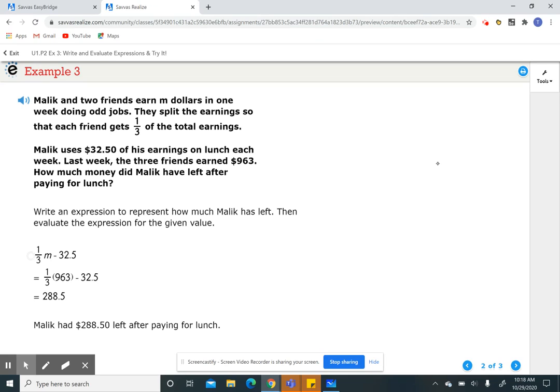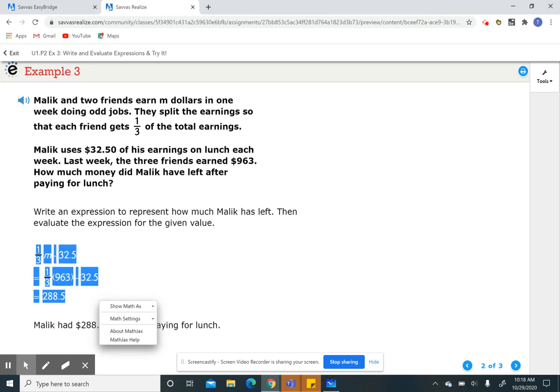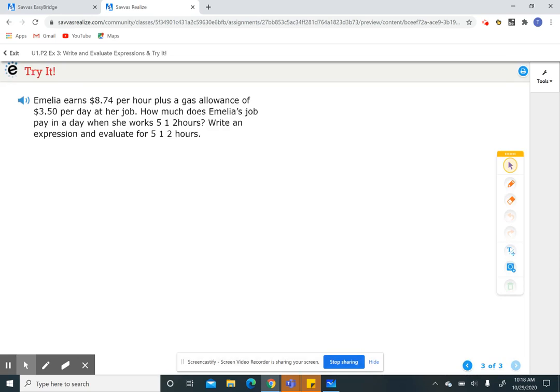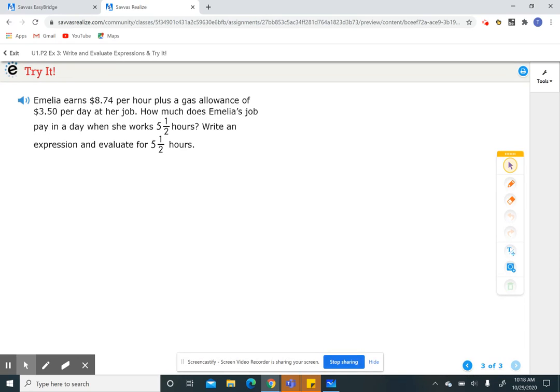So 1/3, so here's all the work that goes with it. So 1/3 times M, which then gets replaced with this 963. So if you multiply those together and then subtract how much he's already spent on lunch, he has left $288.50. So then you can write a sentence to explain that. So if I hit the next arrow again, it's going to take me to the problem that I actually need to complete. Now we have this toolbar on the right-hand side that lets us actually type it in.